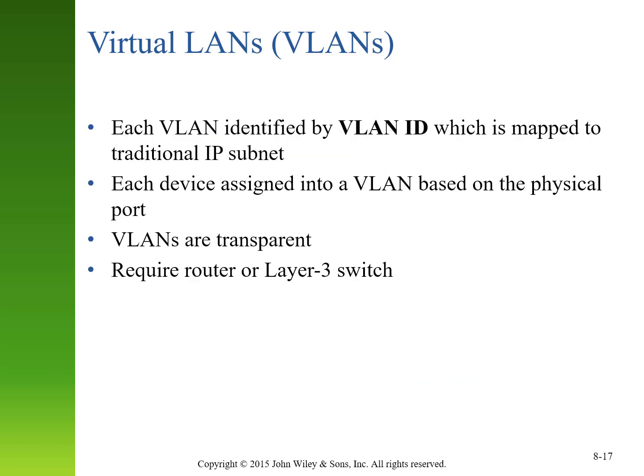The way a virtual local area network operates is by giving every device a virtual LAN ID, which is mapped to a traditional IP subnet. So much like routers using subnets to identify whether you're part of a local area network or you are addressing a message to something outside of your local area network, virtual LANs use that same structure to address messages to inside your virtual local area network or outside of your virtual local area network. Virtual LANs are transparent, but they do require a router or a layer 3 switch to coordinate messages from place to place.